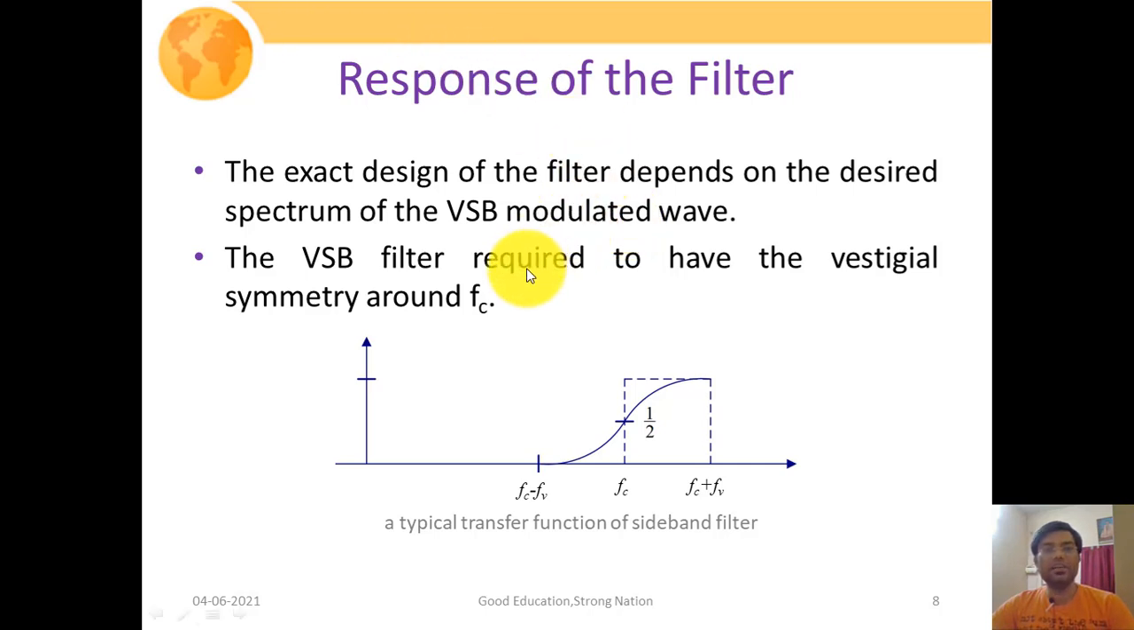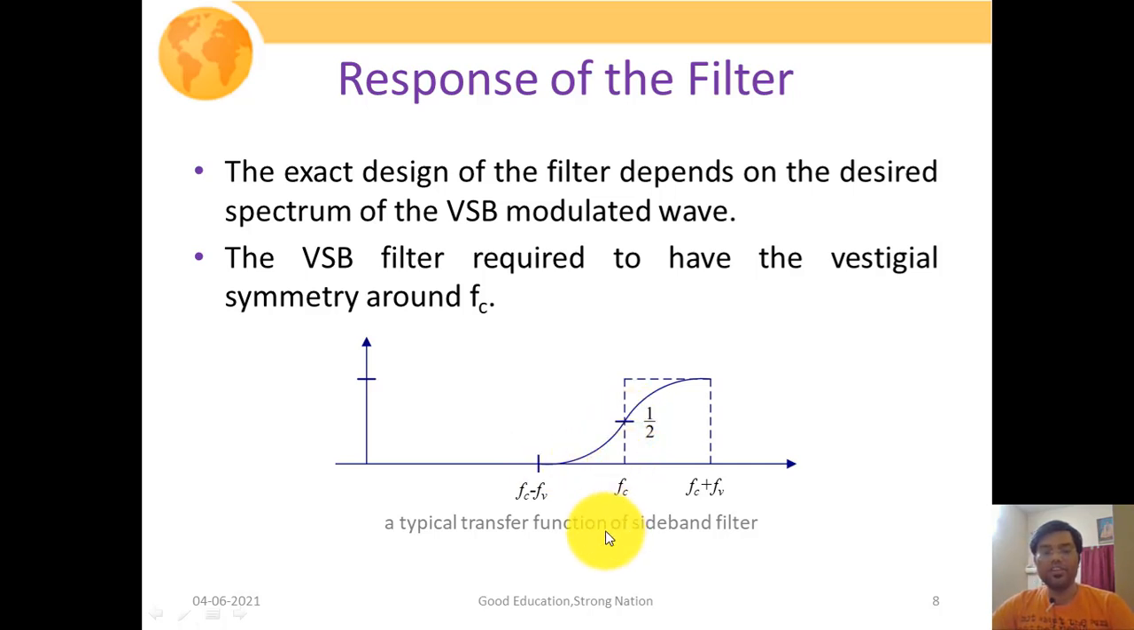The vestigial sideband filter needs to have vestigial symmetry around f_c. If you closely observe, this figure shows the typical transfer function of the sideband filter. This is just for example purposes; you could consider this a typical transfer function characteristic, but the important point is that it is symmetrical around f_c. That is the symmetry I am talking about. This portion is symmetrical to this particular portion.